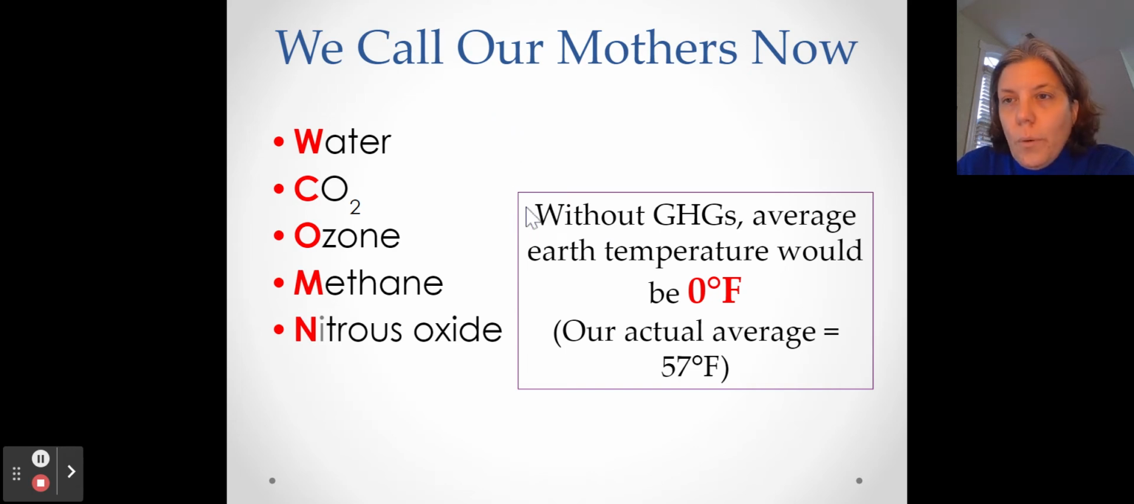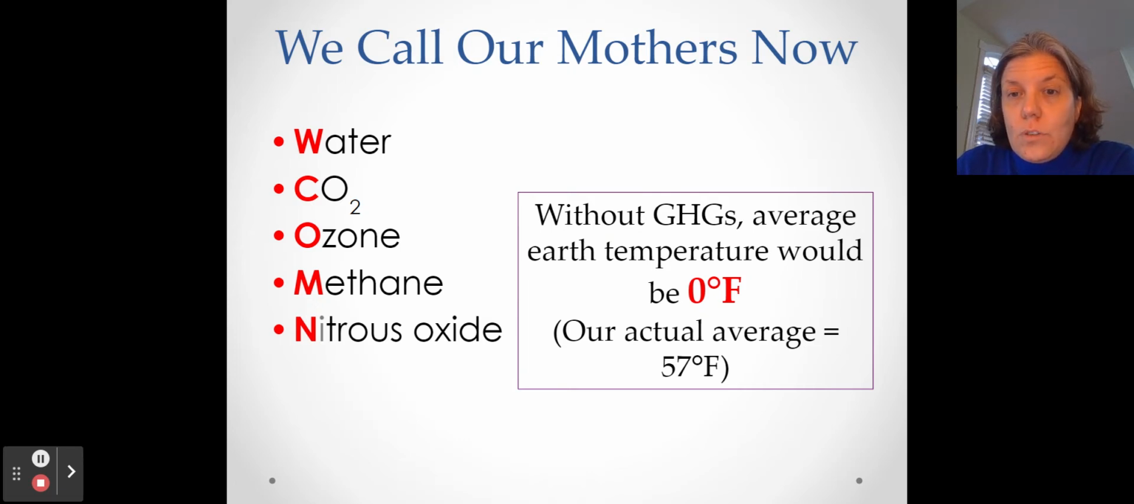Okay, now this is super important. Put a star by this. Without greenhouse gases, the average Earth temperature would be 0 degrees Fahrenheit. Why? Because all of that nice infrared radiation and all of that heat would escape back into space and it would be gone. It would not be on the planet. We could not live here. So the greenhouse effect is good.